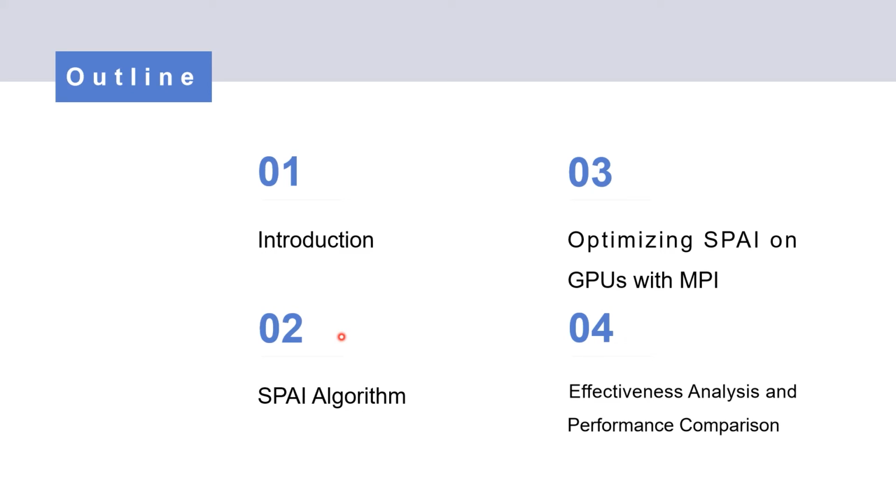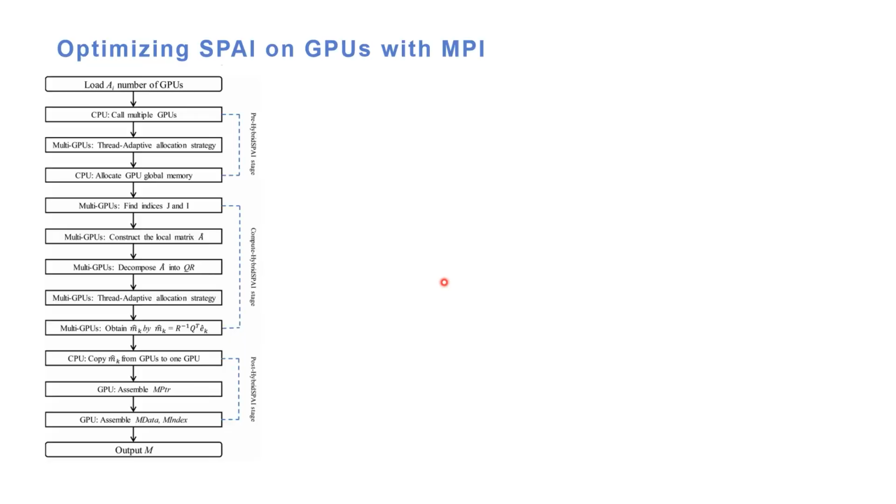Only after we understand the specific steps of the algorithm can we optimize it. The third part is the most important part of the paper. As mentioned earlier, one of the contributions of this paper is to present a general parallel framework for the optimization algorithm. As shown in the figure, the framework is divided into three parts, including pre-hybrid SPI stage, compute hybrid SPI stage, and post-hybrid SPI stage.